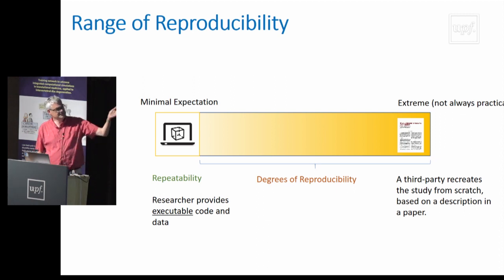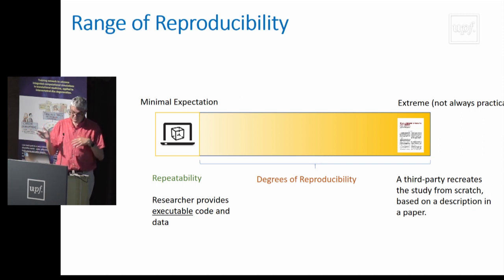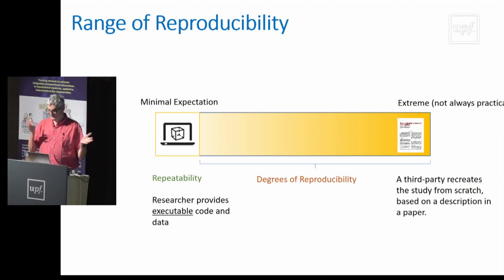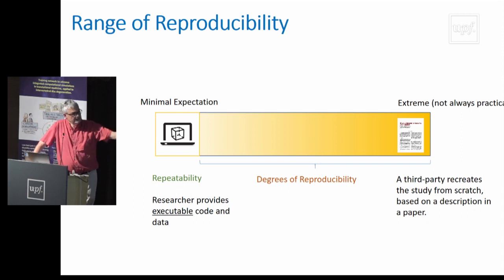So you have minimal expectations, repeatability. In this case, what you would do in a publication, you would provide the executable code, the data, everything that the person needs. You perhaps mention the operating system as well, Windows 10, 11, Linux, Mac, whatever, and you pretty much give everything to the reader, and they'll download the code, run it, and hopefully they get the same result. Right? That's one extreme. By the way, I'll show you something in a minute, that even that is not really achieved much either. So at the other extreme, we recreate the study from scratch, and then you have bits in between.